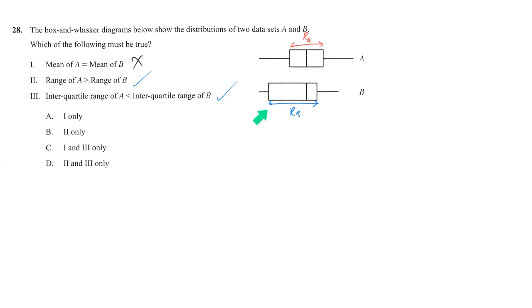Interquartile range of B is larger than interquartile range of A, compared with range of B. Or maybe I should use IQR. Maybe it's because of my notation.